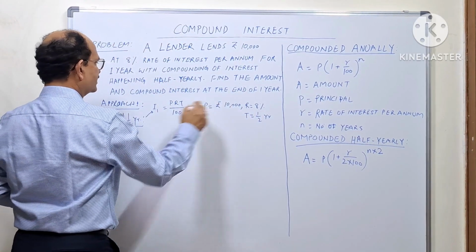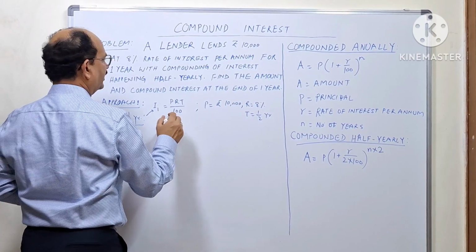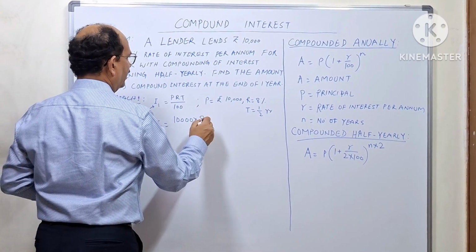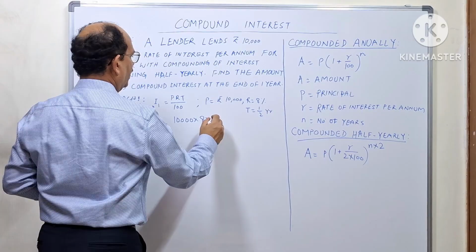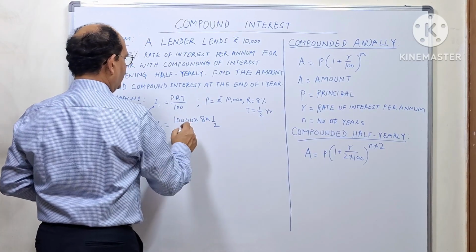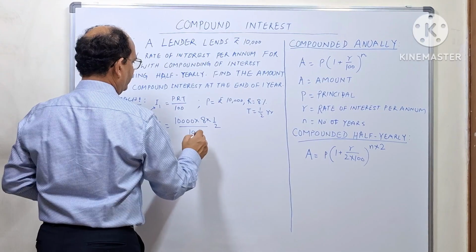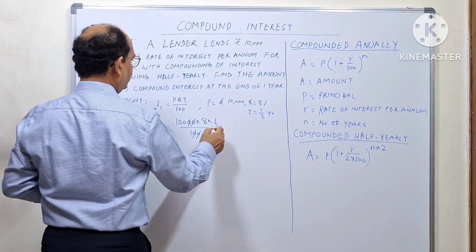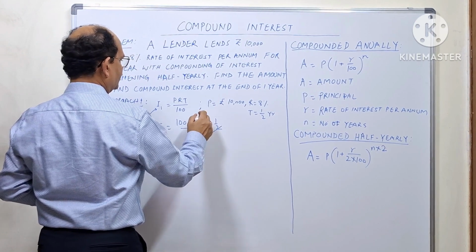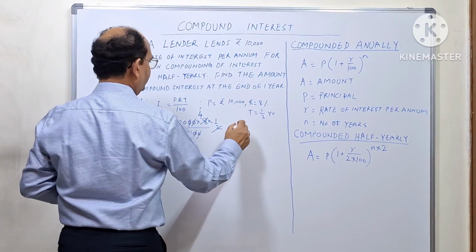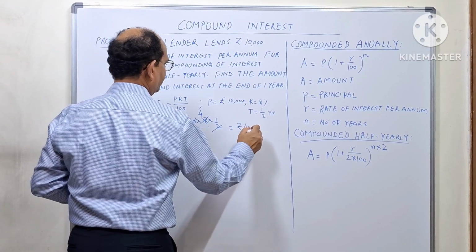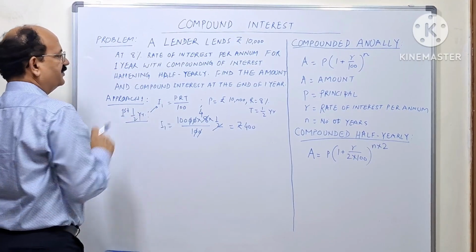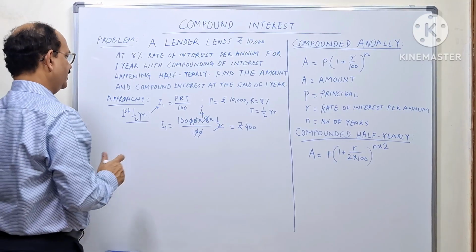So using this, we can write I1 will be 10,000 multiplied by 8 multiplied by T, which is 1 by 2, divided by 100. So if we do this, and this gets cancelled, I1 is rupees 400. So the interest earned for the first half year is rupees 400.